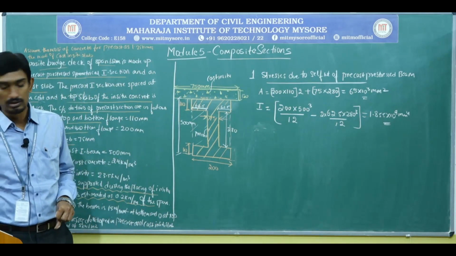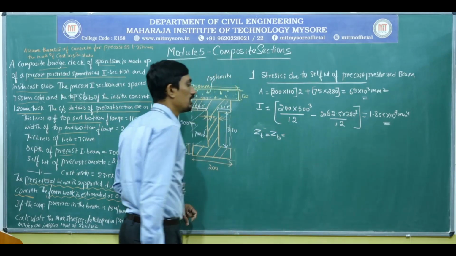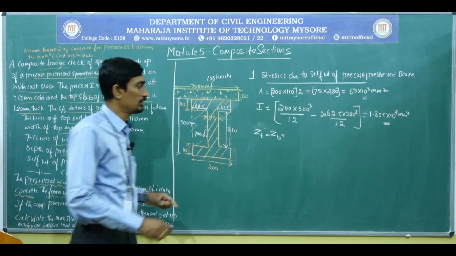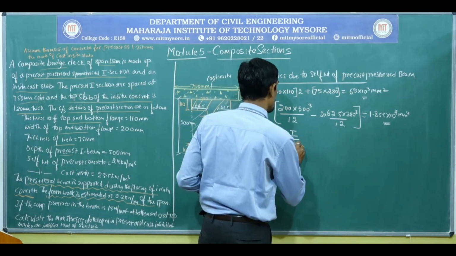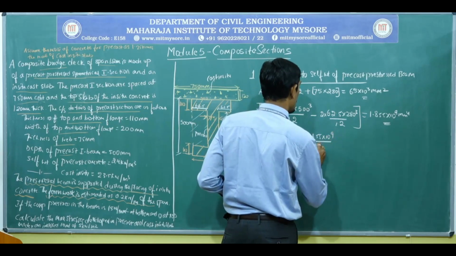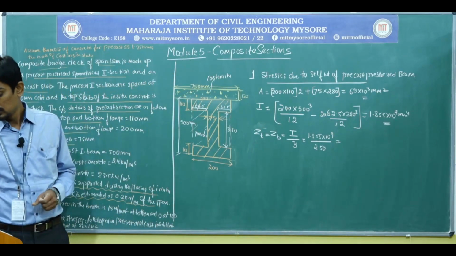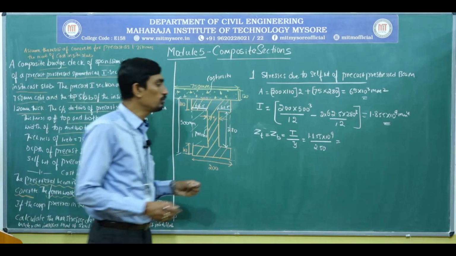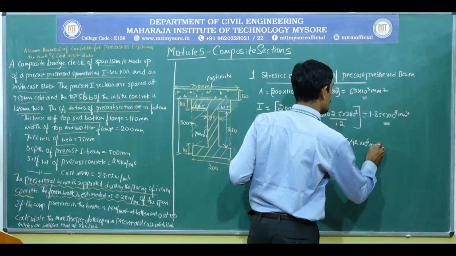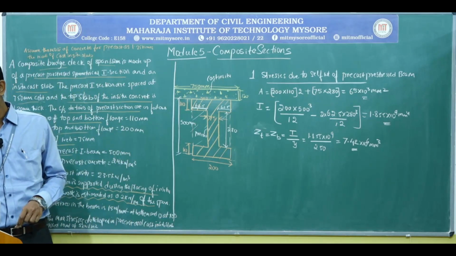Next, coming to Z top and Z bottom, it will be the same because it is a symmetrical section. Hence I divided by Y bar, which is 1.855 into 10 to the power of 9 divided by 250. Therefore the answer will be 7.42 into 10 to the power of 6 millimeter cube.